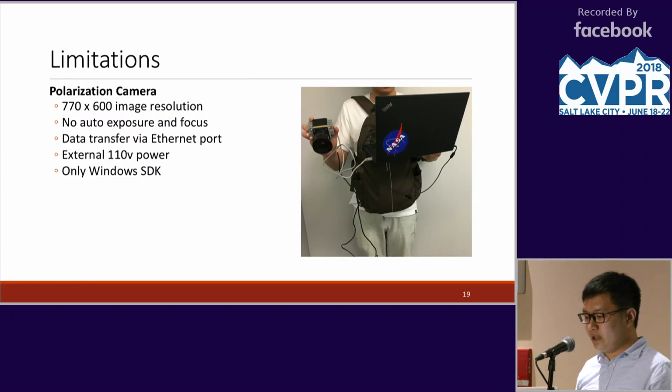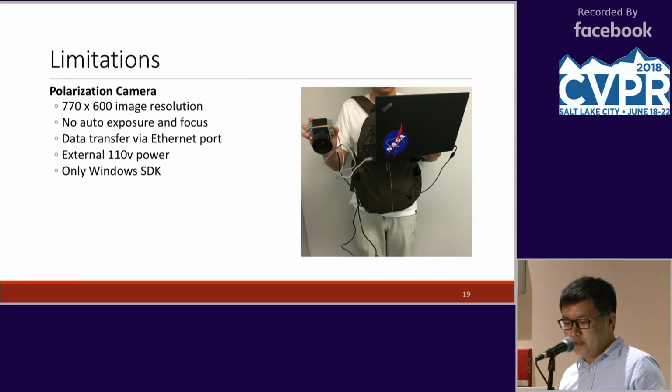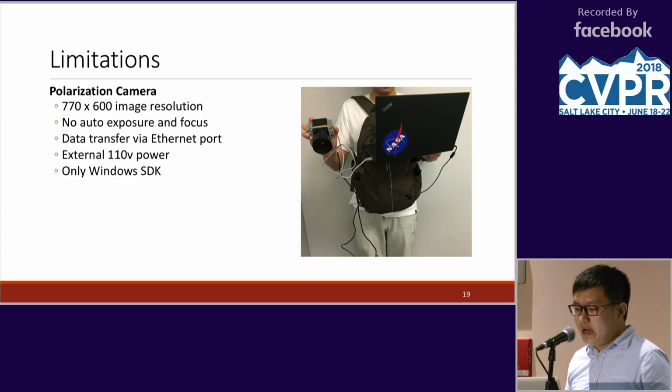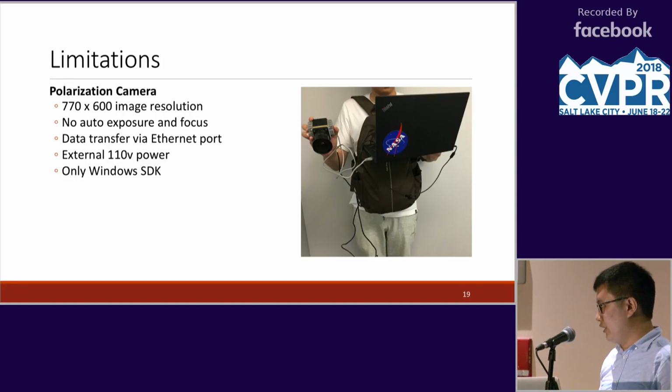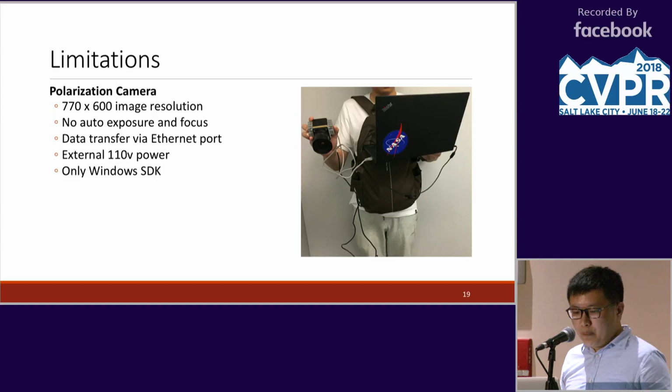Here are some limitations of our current system. The polarization camera we use is very preliminary, and it has a very low spatial resolution, roughly 700 by 600. There is no auto exposure and no auto focus. The data transfer requires an Ethernet port, and you also need external power or a battery to power these devices. Furthermore, the SDK only supports Windows.